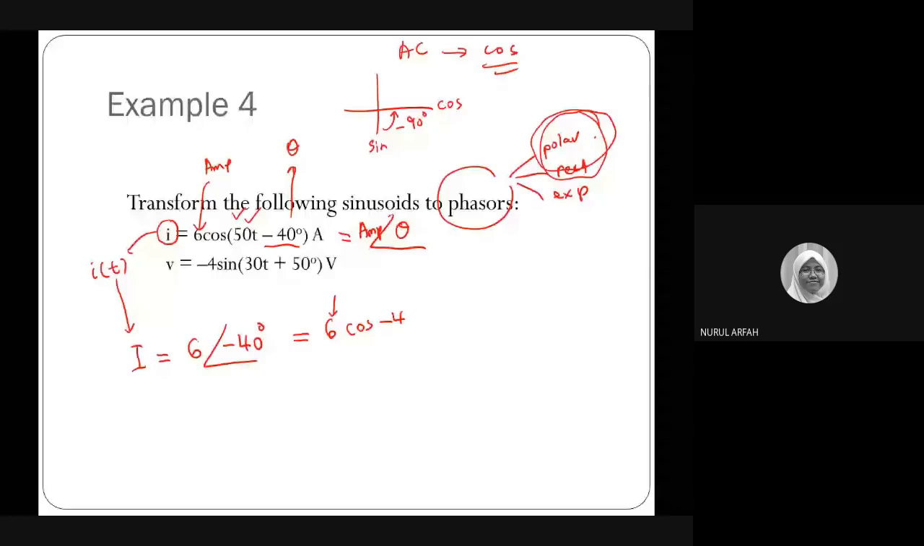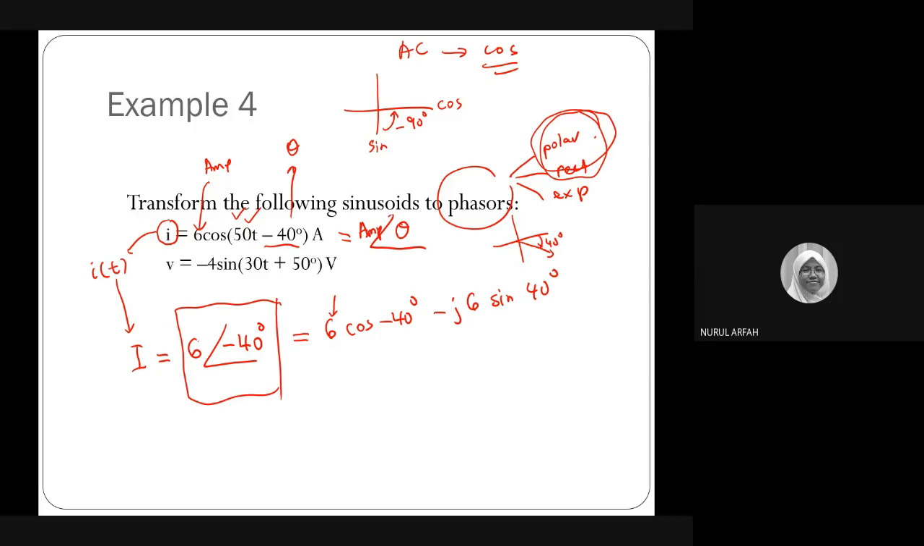We need the amplitude and then cosine theta, right? So this is the form. And then a plus or minus. Actually, if you draw this one, it is at this part, right? This is 40 degree. Then this one will be negative 6 sine 40 degree, something like this. But usually I love to convert it into polar form than this form.